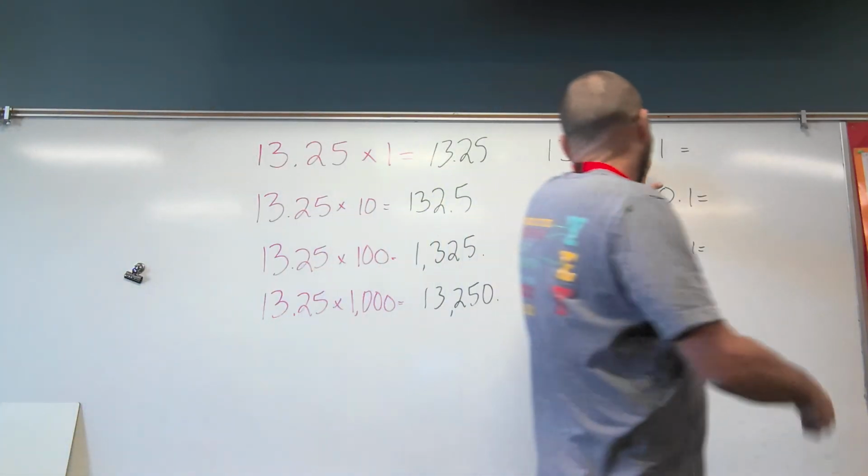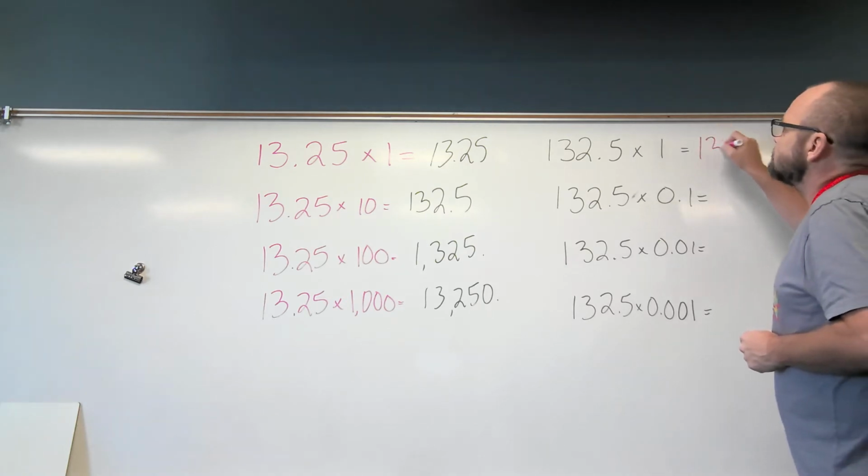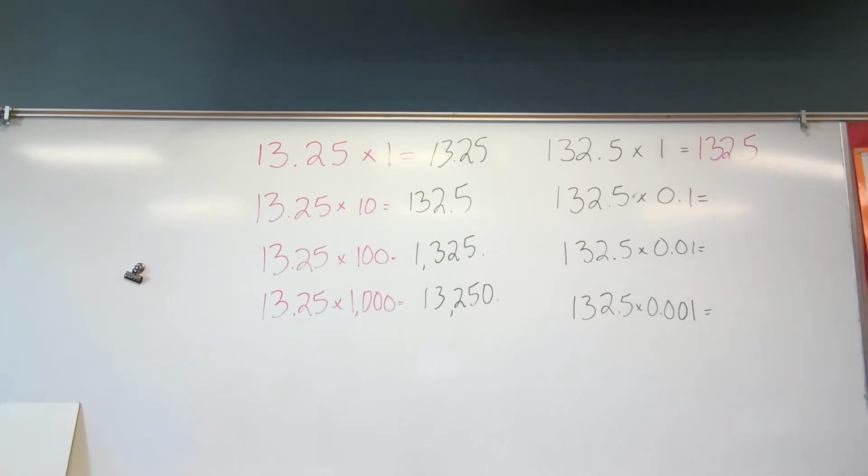Now, obviously, multiplying by 1, the identity property, and so that number stays the same. I think it's called the identity property. We'll have to look that up later. That's a good question.